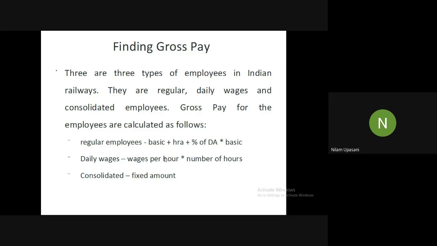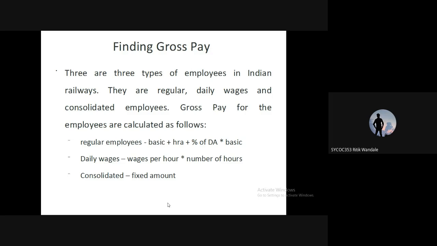What is the common point here? That we need to find out the gross pay. For all these categories of employees, we need to calculate the gross pay. So that is the common point. And what differences are there in this calculation? What are the differences while calculating gross pay?